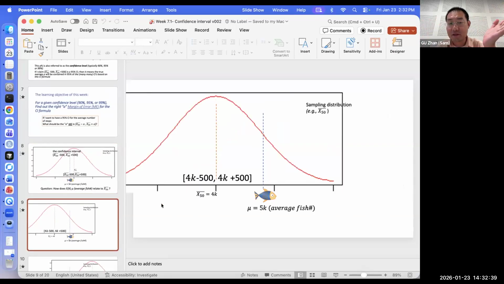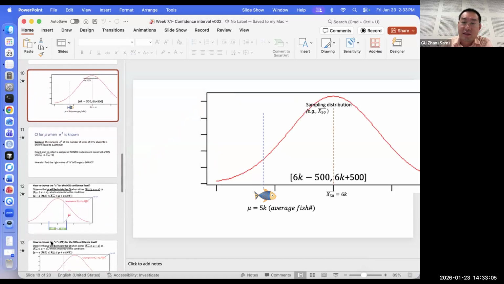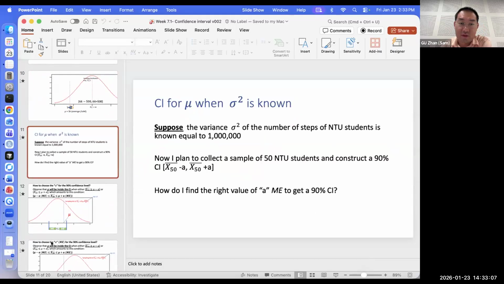Sometimes it is, sometimes it's off. Say, for example, if your sample mean number of fish being caught from one ship fishing trip is about 4K, then based on the sample, you find the margin of error can be calculated as plus or minus 500. You find this particular confidence interval, and the 5K is actually outside of this range. So 6K plus or minus 500 as well.